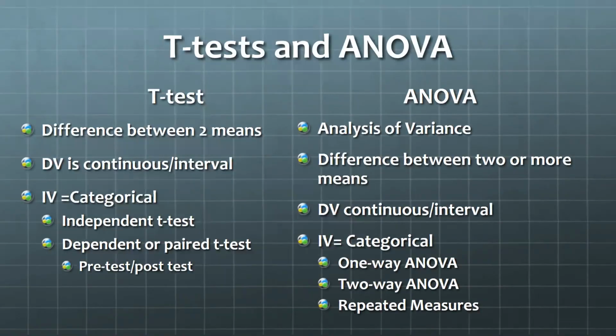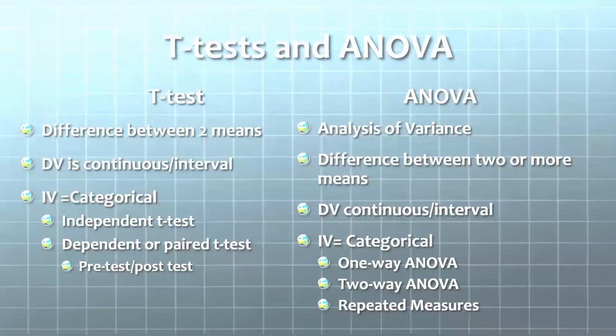Here's the similarities between t-test and ANOVA. Notice difference between two means, difference between 2 or more means. In both cases, the dependent variable can be continuous or interval, and the independent variable, the variable that is causing the effect, can be categorical, however. So as long as your dependent variable, your outcome, is continuous or interval, you can run a t-test or an ANOVA. And there's various types of them.